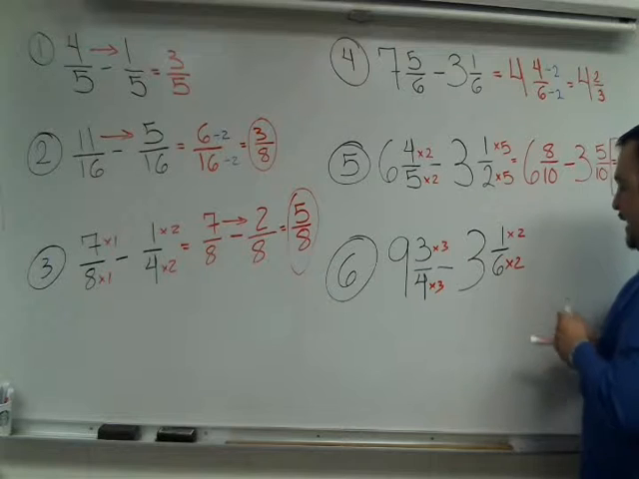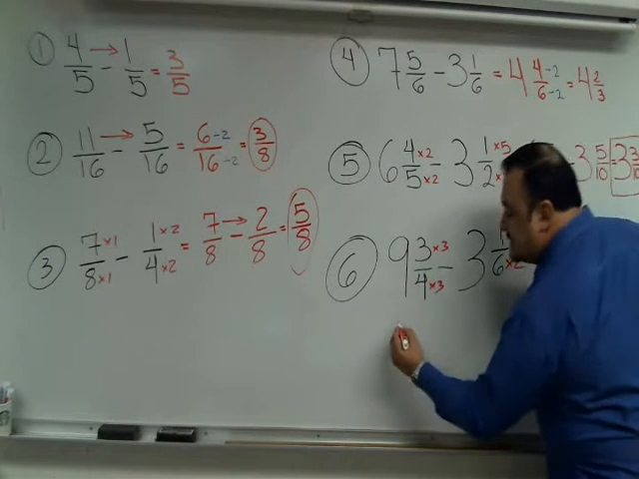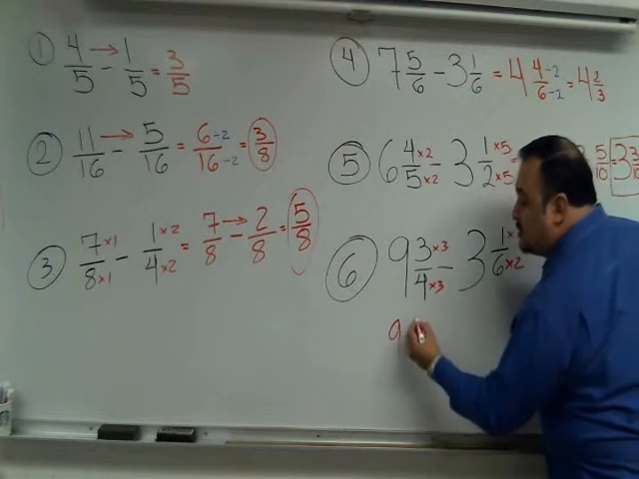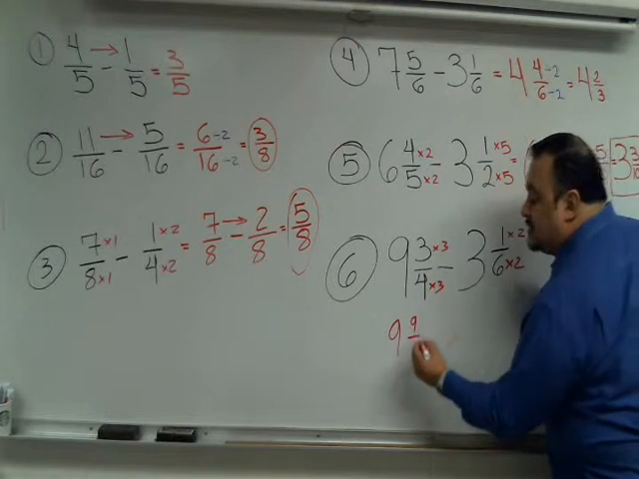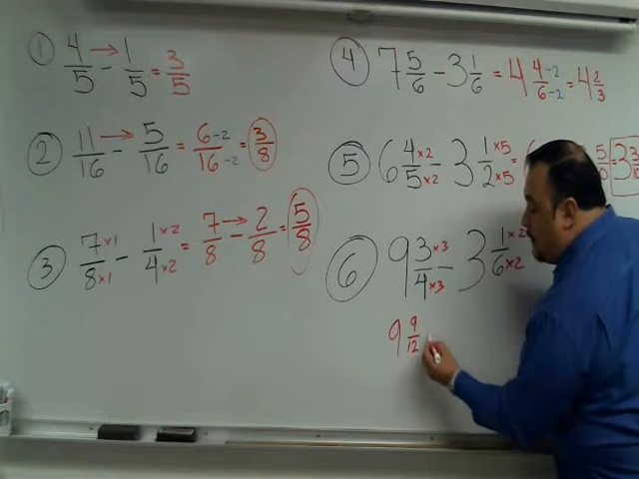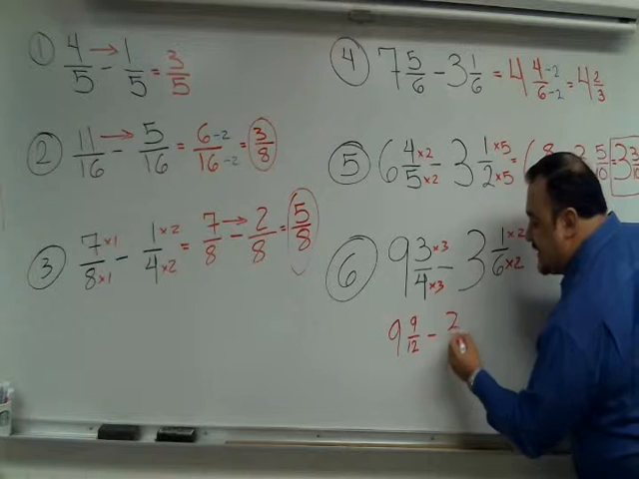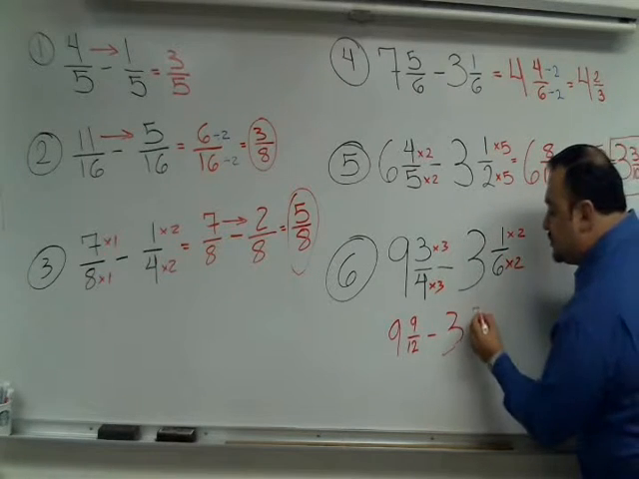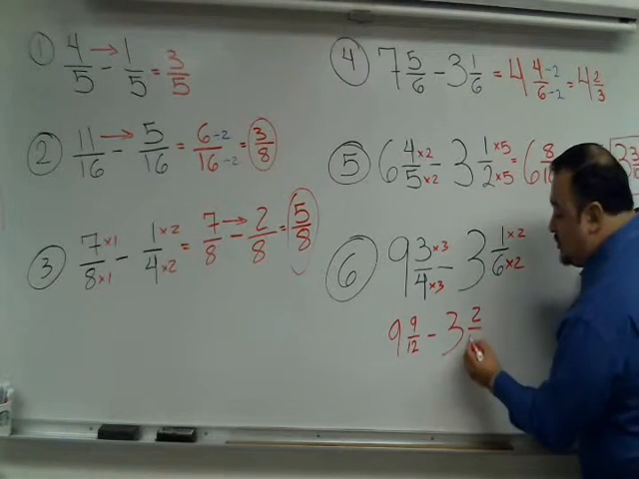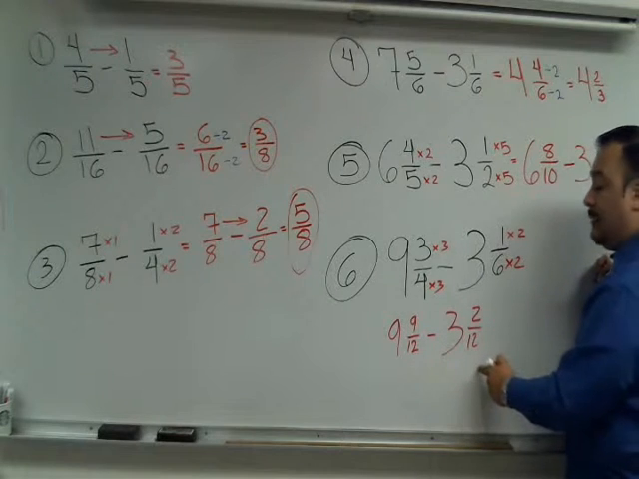So now I go ahead and do my math. 9 stays the same. 3 times 3 is 9. 4 times 3 is 12. Minus 3 stays the same. 1 times 2 is 2. 6 times 2 is 12. Now we have a common denominator.